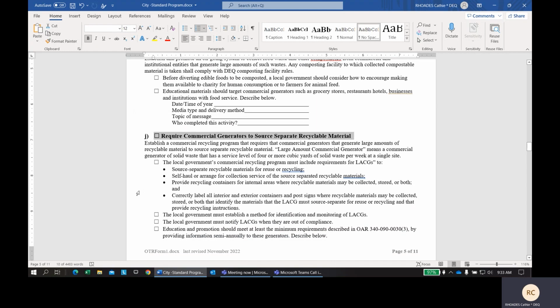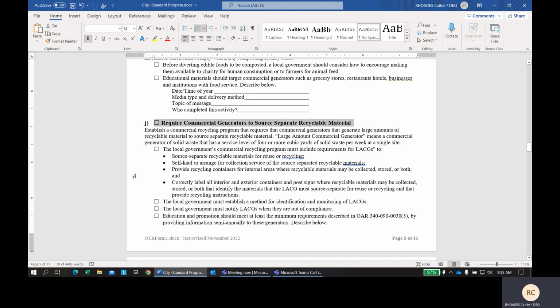Moving on to J. J is required commercial generators to source separate recyclable materials. So if you choose this, you need to establish a commercial recycling program that requires the commercial generators that generate large amounts of recyclable materials to source separate recyclables. Large generator means a generator of solid waste that has a service level of 4 or more cubic yards of solid waste per week at a single site.